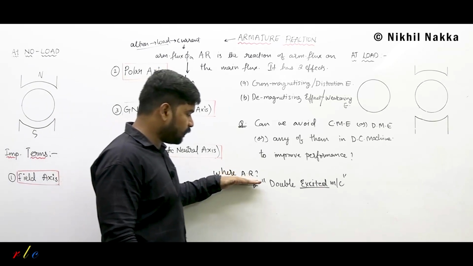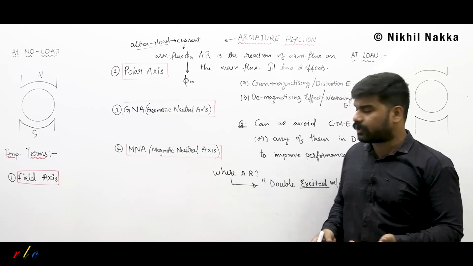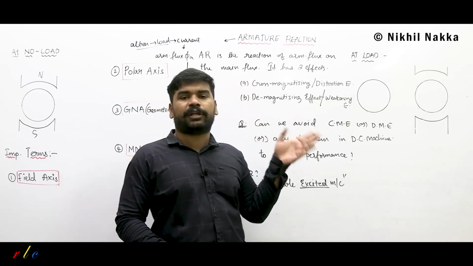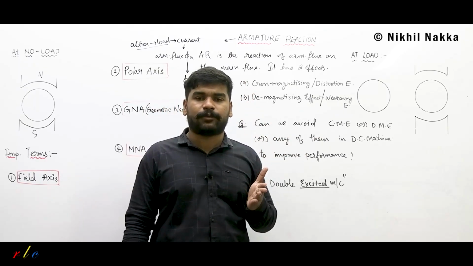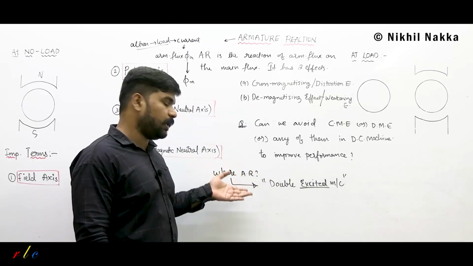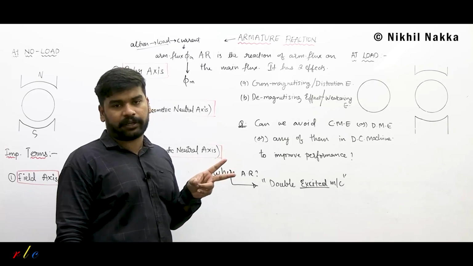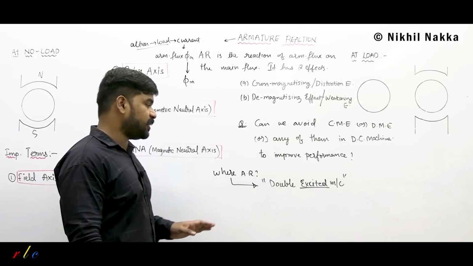Armature reaction is nothing but a fight, a war. For a fight or a war to exist, for a cinema to exist, you need one hero and a villain. If you have only a hero in a movie, that is not going to make any movie, isn't it? Similarly, for armature reaction to take place, two fluxes are required, in which one is acting and the other is reacting. Understood? So double excited machines are required.